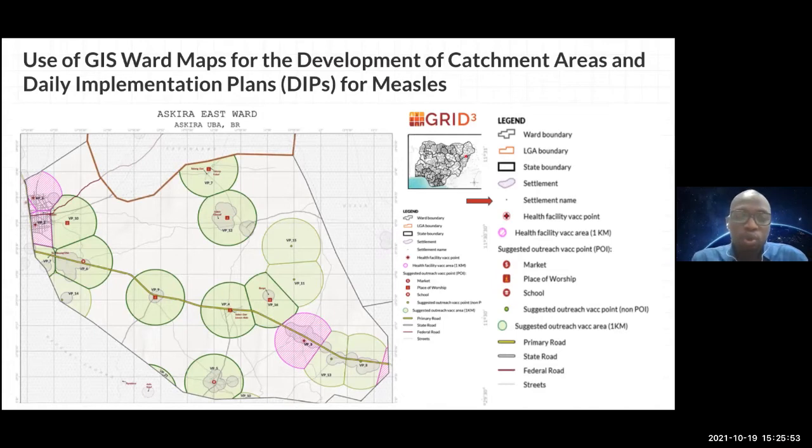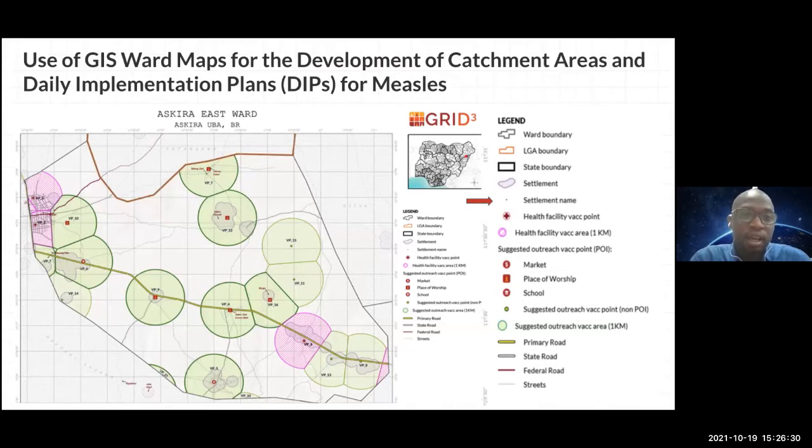So to give a little background on this, learning from the polio eradication efforts, where geospatial data played a significant role in identifying missed communities, Grid 3 Nigeria complemented this effort with additional high resolution geospatial data sets on population, health facilities, administrative boundaries, as well as other POIs in order to make this map possible, or to make the measles map possible, and also to delineate different catchment areas for the different target population.